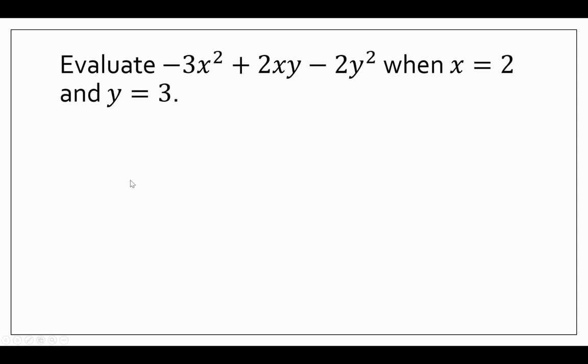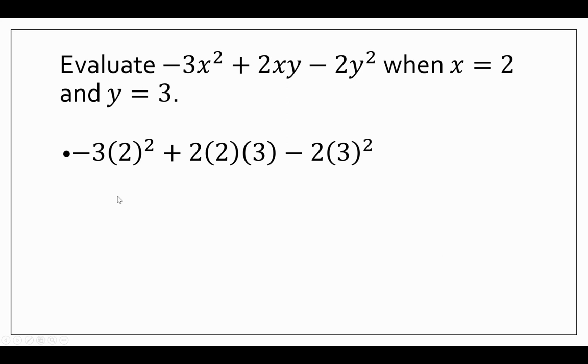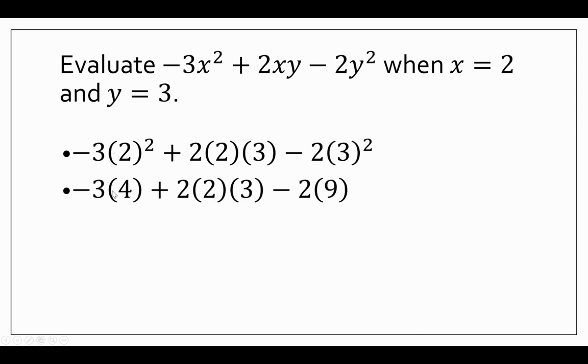Let's do another one. Evaluate negative 3x squared plus 2xy minus 2y squared when x is equal to 2 and y is equal to 3. So no parentheses, so we can just move past that. We do have some exponents, so first things first, we rewrite the problem with the information we've been given. We substitute 2 in place of x, we substitute 3 in place of y, and then we do our exponents. So we have 2 squared and 3 squared turns into 4 and 9.